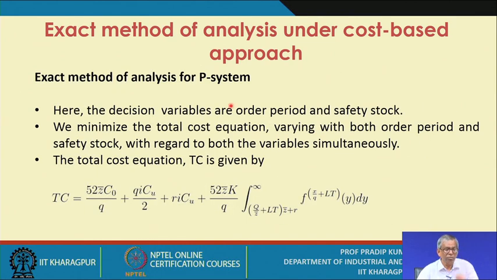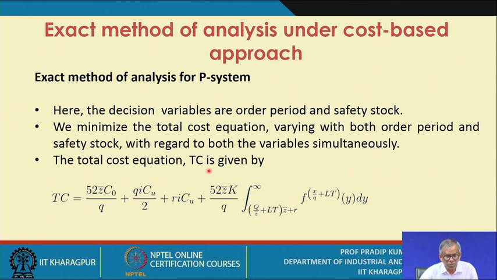Now for the P system, if you opt for the exact method of analysis, what is the procedure? Again you need to form the total cost equation in terms of the decision variables. Here the decision variables are order period and the safety stock. So we minimize the total cost equation with regard to both variables simultaneously.